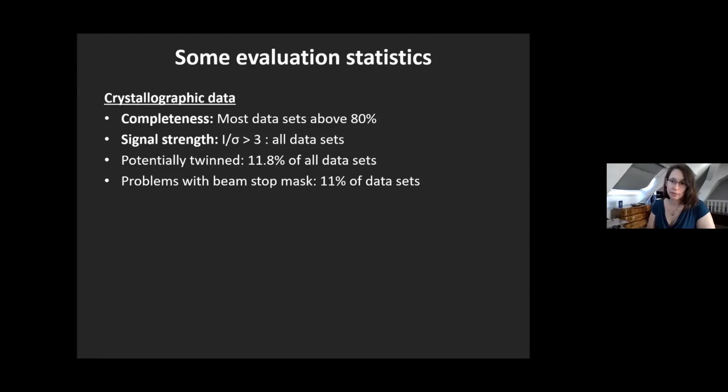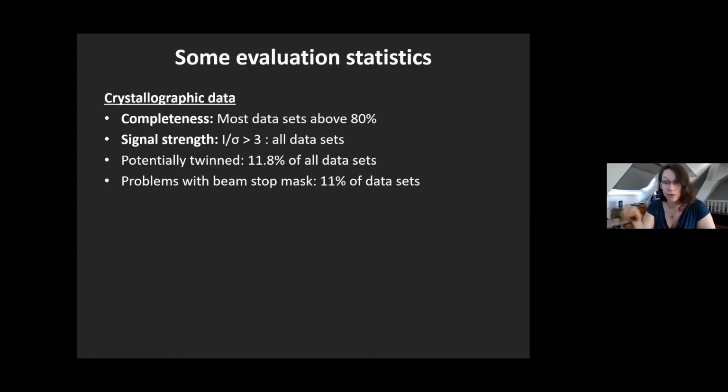Problems with the beam stop mask, 11% of data sets. So it seems that many of those synchrotron beamlines are not doing a very good job in actually masking out the beam stop. And when I last talked to Kai, we were wondering, because it would be very nice to have an automatic way to find the beam stop mask. In particular, during the early stages of structure solution during phasing, having low resolution reflections that are wrong, close to zero, because your beam stop mask wasn't good, can really hinder you from solving the structure.